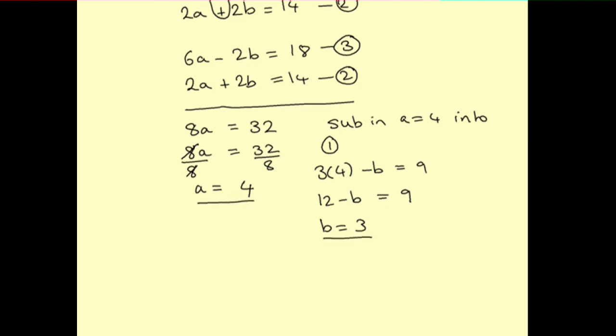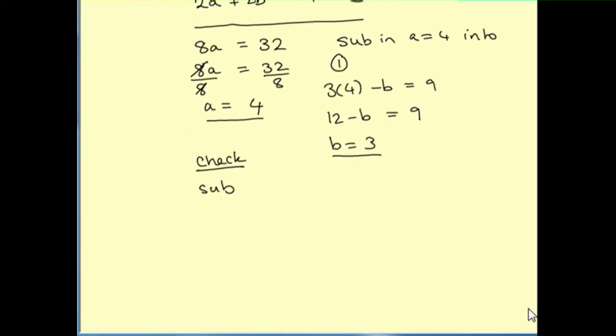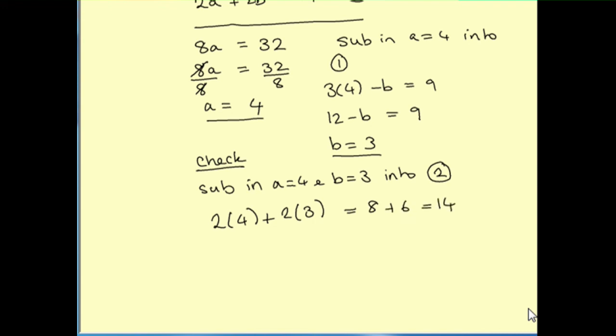So what we need to do now, we need to do a quick check. So we substitute our values into one of the equations that we haven't already substituted into. So we sub in a equals 4 and b equals 3 into the second equation. So we've got 2 lots of 4 plus 2 lots of 3. So that's 8 plus 6, which equals 14. So we've got the correct answers there for our simultaneous equation.